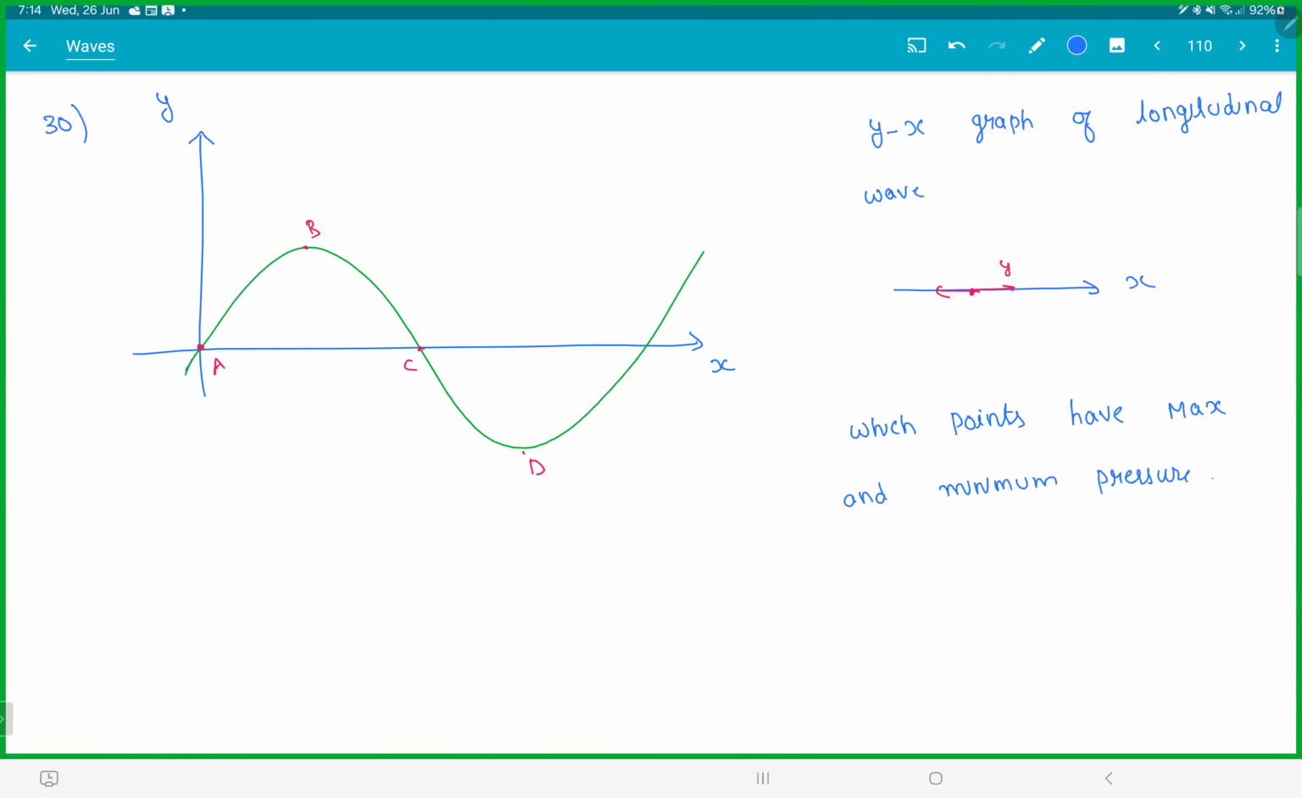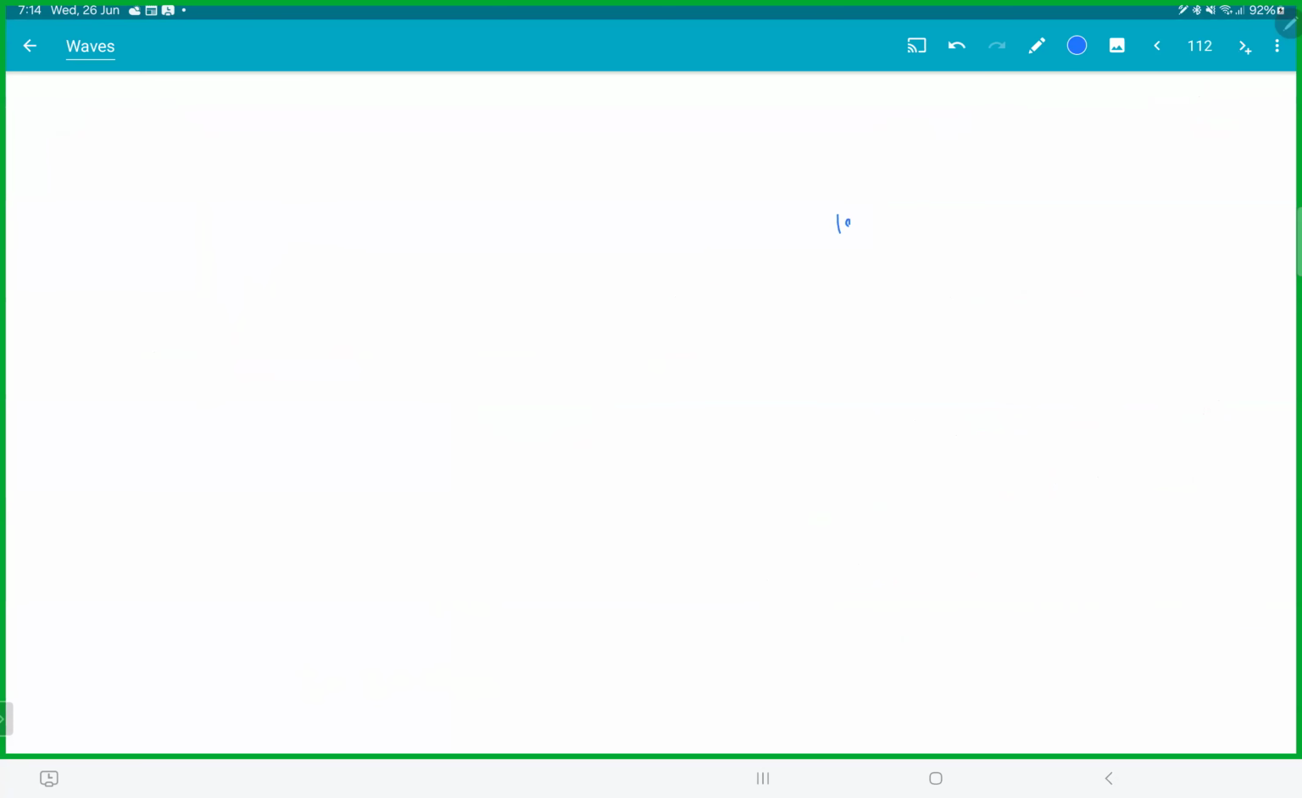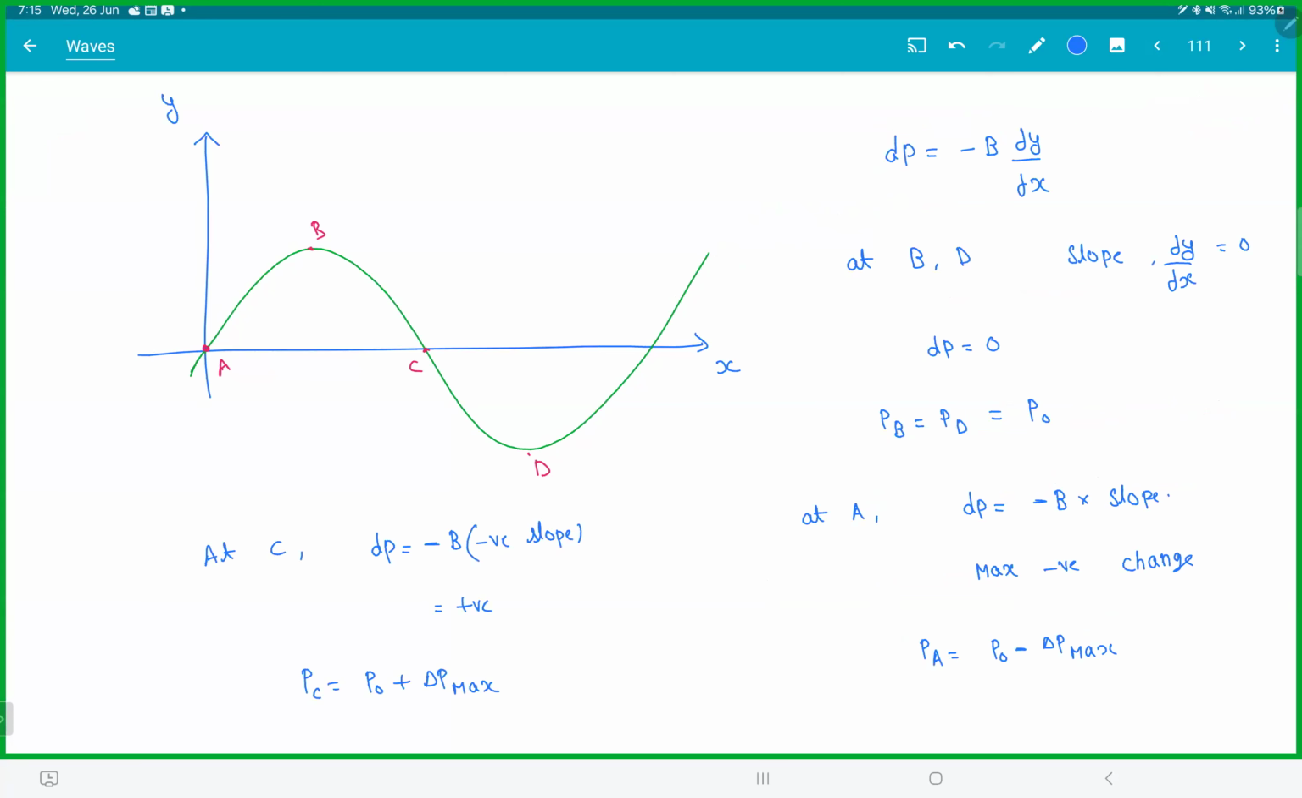Look at the wording here. Which points have maximum and minimum pressure? I'll do one thing. Let me add another question, so that will give you more clarity. Which points have max change in pressure? I hope now you're getting the difference. Let's say you went from 100 to 102. You went from 100 to 98. What is the maximum change? Both are the same, right? But what is the maximum value? 102, right? Are you getting the difference between maximum change in pressure and the pressure at a point?